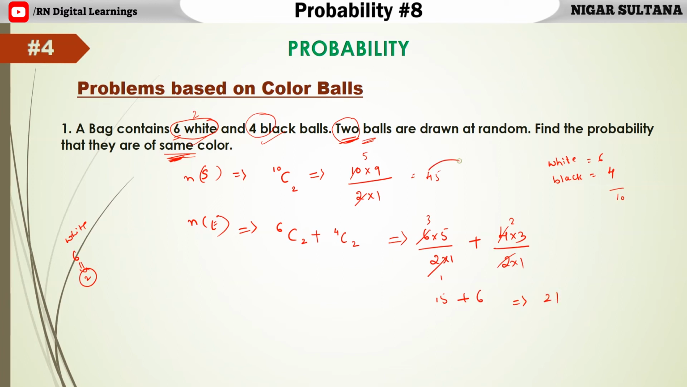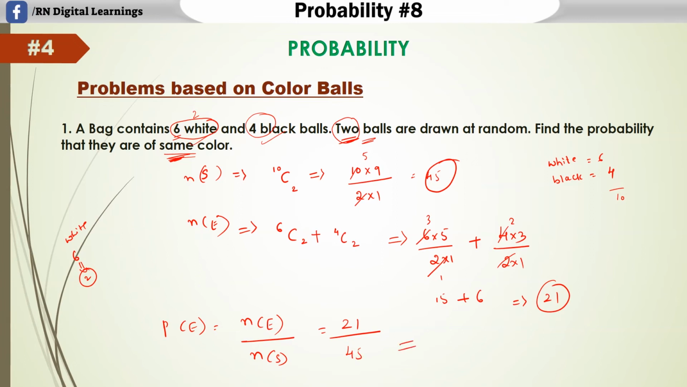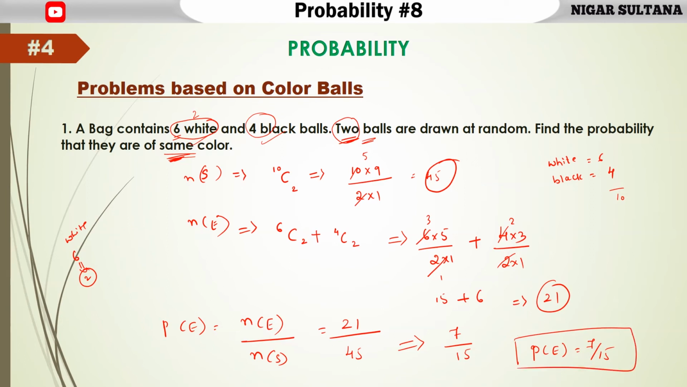Now n of S is 45, right? And n of E is 21. Now how will I write the probability? Probability can be written as number of events divided by number of samples. What is the number of E? That is 21 divided by 45. If I simplify this, I'll get the solution as 7 by 15. So the probability of this event is 7 by 15. I hope you have understood this problem. Now let's move on to the next problem.